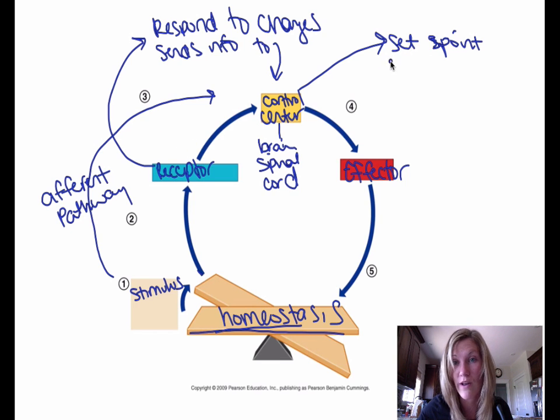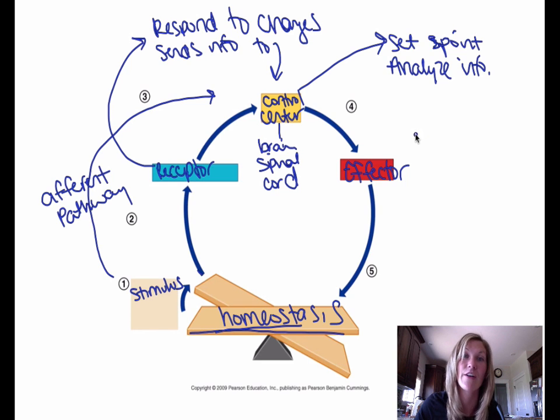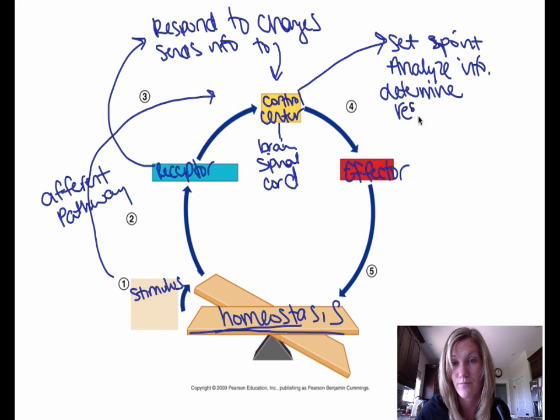It also is going to analyze information. It'll analyze any information that's carried through the afferent pathway, any kind of incoming stimulus, at the control center level. In addition, the control center is going to determine the appropriate response.